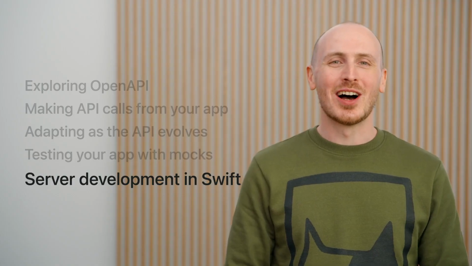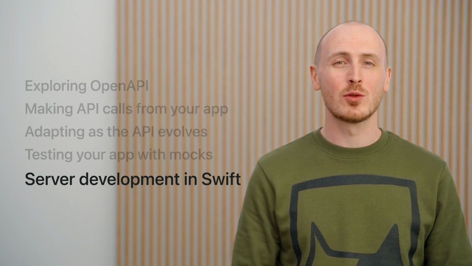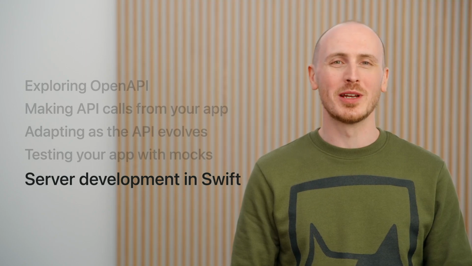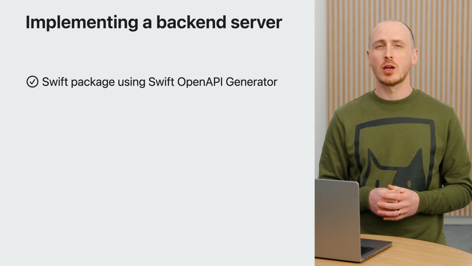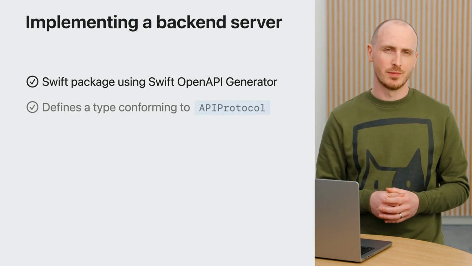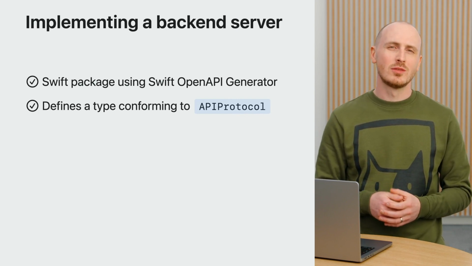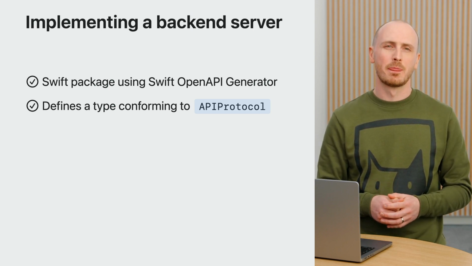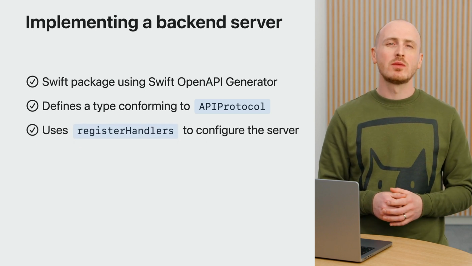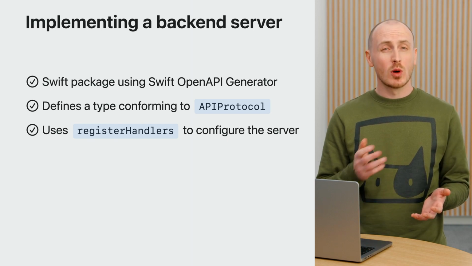Until we added the mock client, our iOS app was making requests to a real server running on my local machine. This server was also written in Swift, with the help of Swift OpenAPI Generator. The server is a simple Swift package, which uses the Swift OpenAPI Generator package plugin for code generation. To use the generated server code, we defined a type conforming to the generated protocol, named APIProtocol, and implemented just the business logic for our API operations. And to configure the server, we used a generated function, registerHandlers, which connects the incoming HTTP requests for the API operations to our handlers that provide the business logic. Let's take a look.